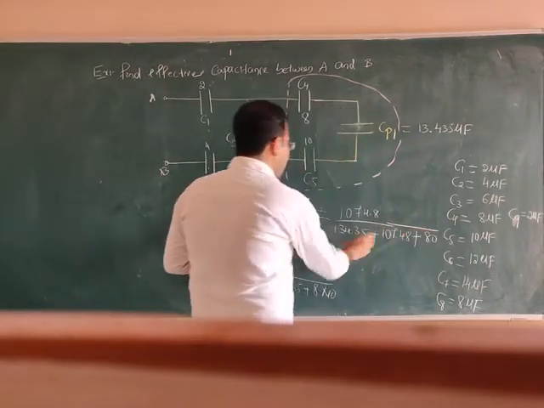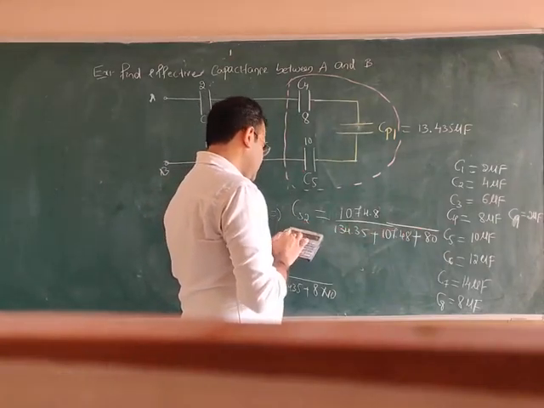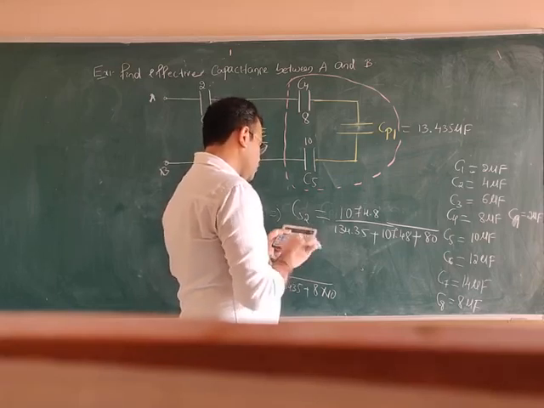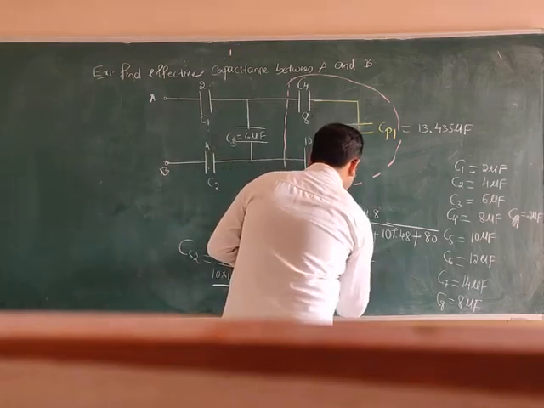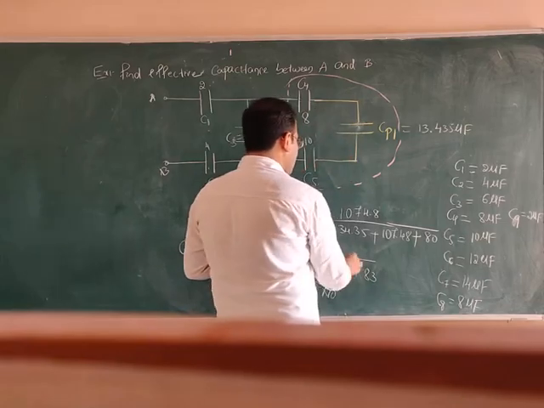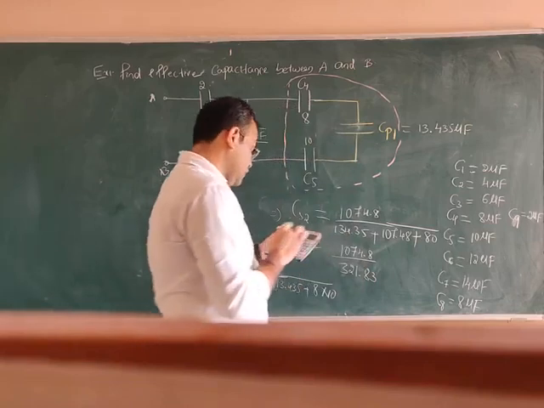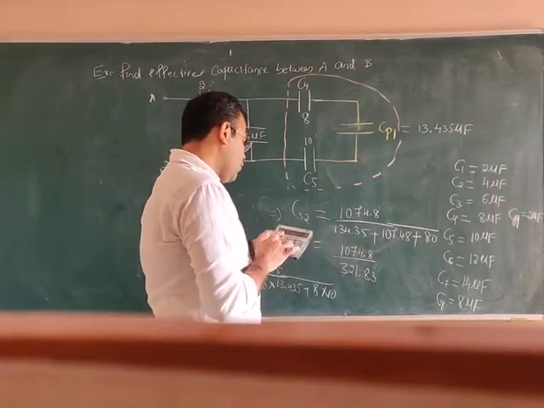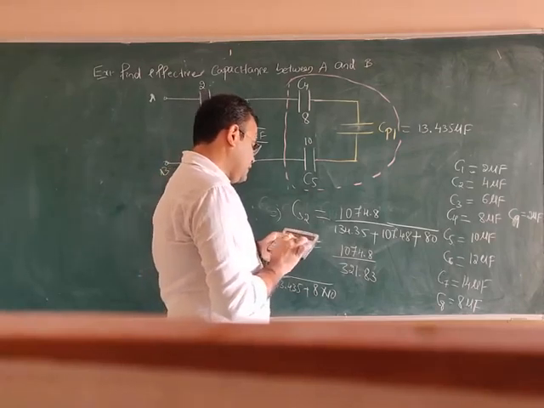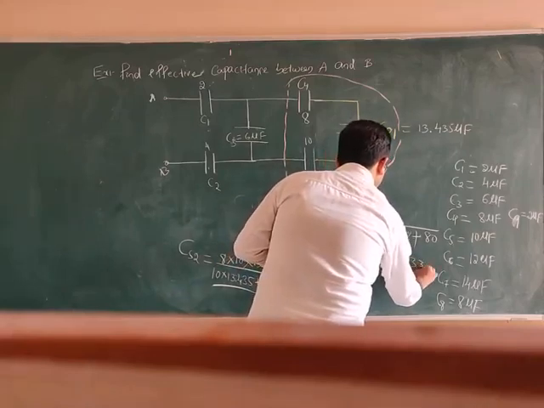So now I will add all these three quantities. So now 134.35 plus 107.48 plus 80. So totally what you are getting here, this is 321.83. So this is 321.83 and in the numerator 1074.8. So I will divide these two. So 1074.8 divided by 321.83. So you are going to get the value. So this is equal to 3.33 microfarad.